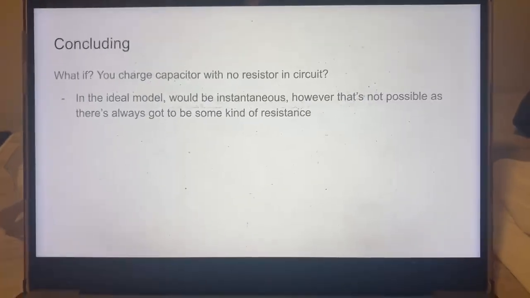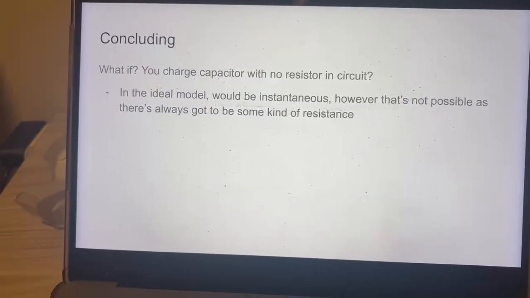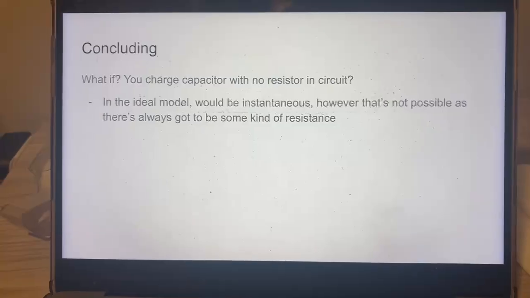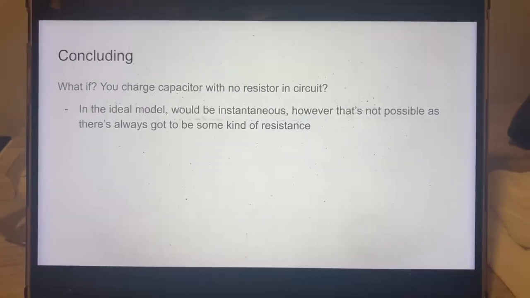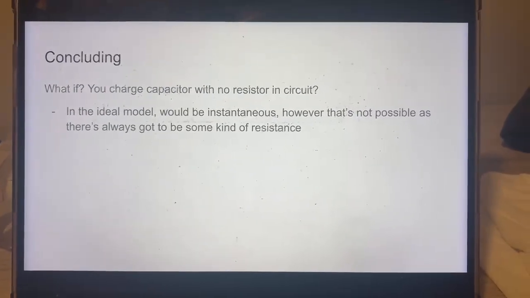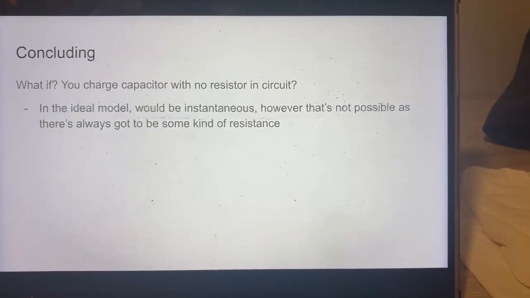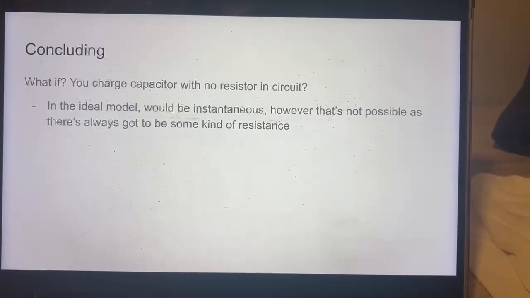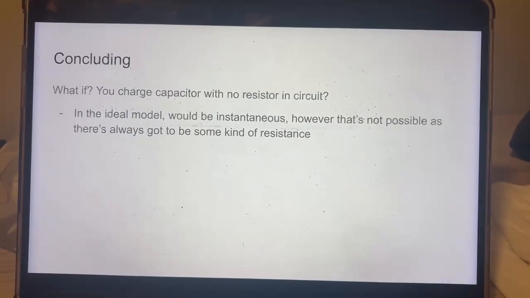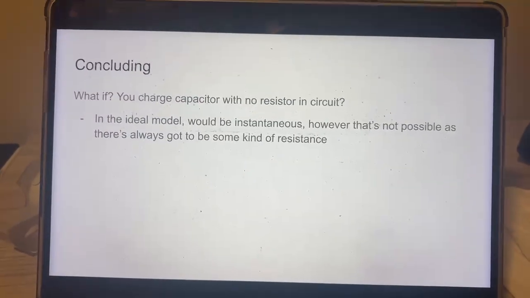And so what if you charge the capacitor with no resistor in the circuit? In the ideal model, the charge would be instantaneous because there'd be no resistance, but that realistically is not possible because there's always going to be some kind of resistance, just like within the wire, even without there being a resistor there.